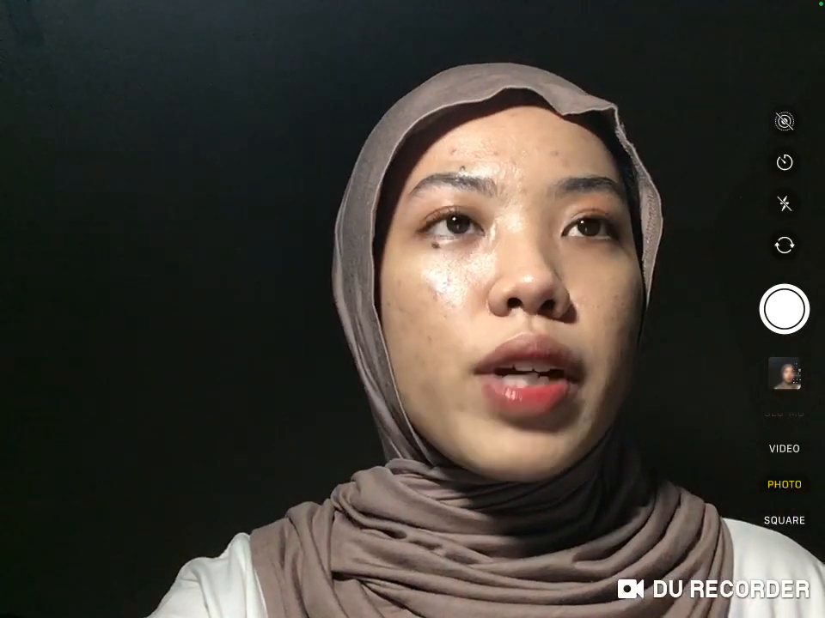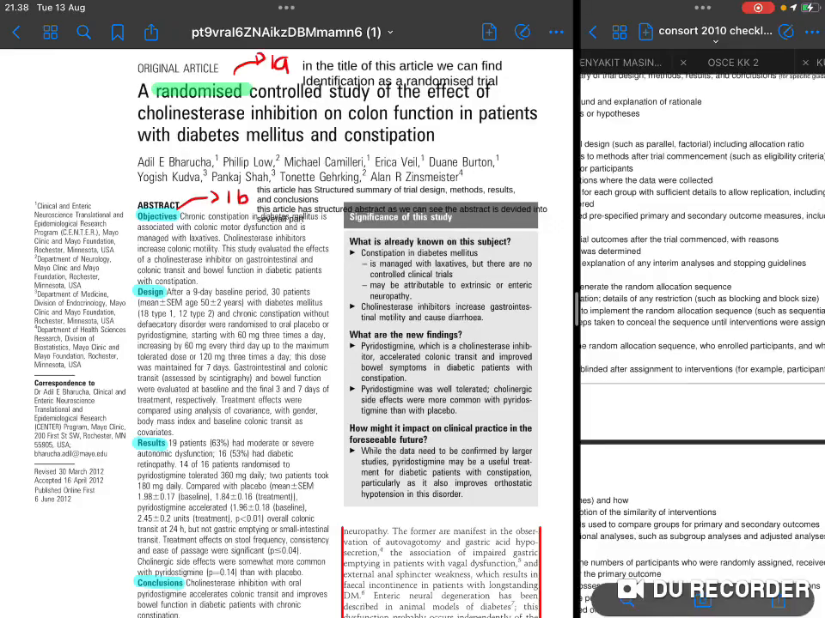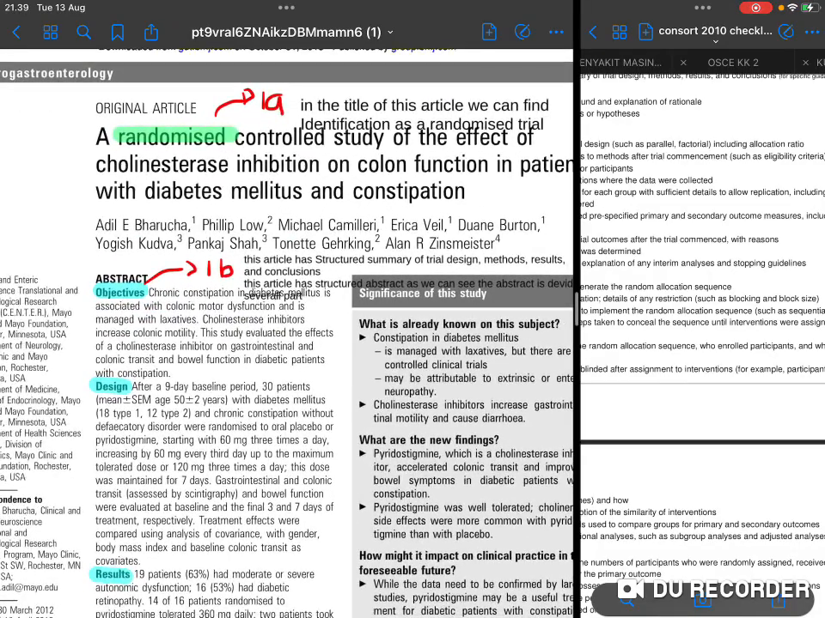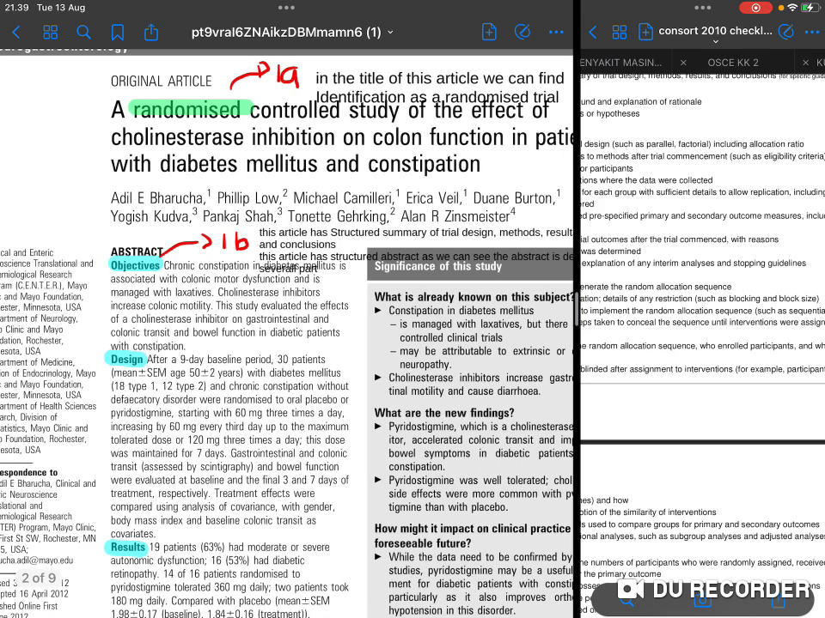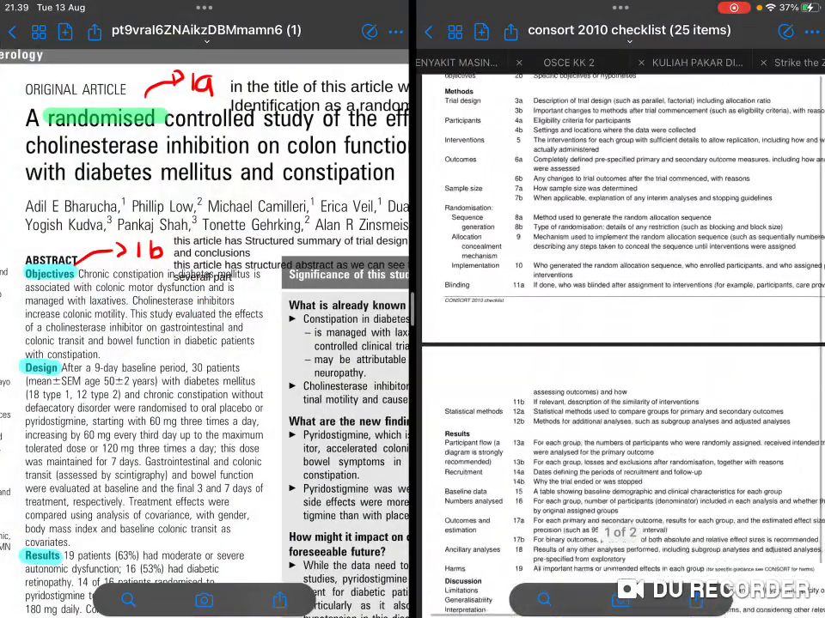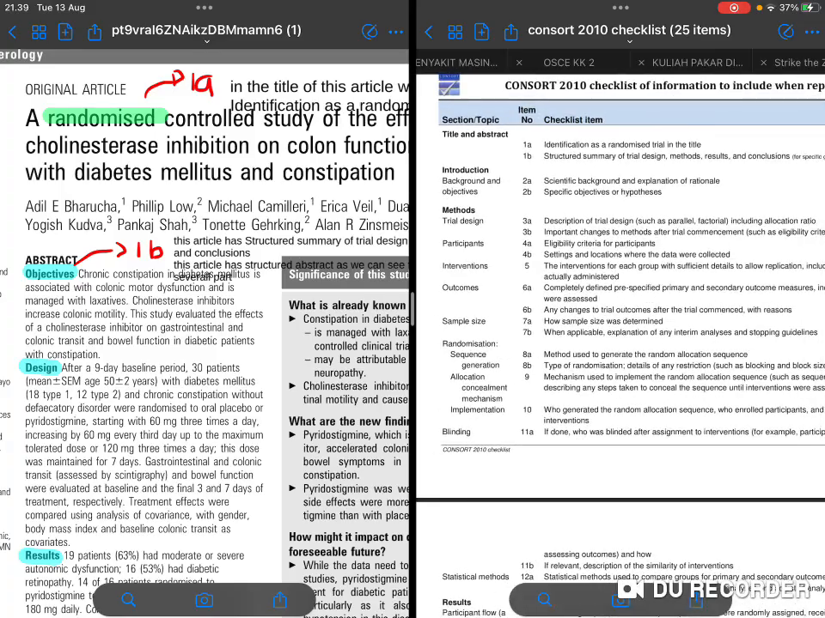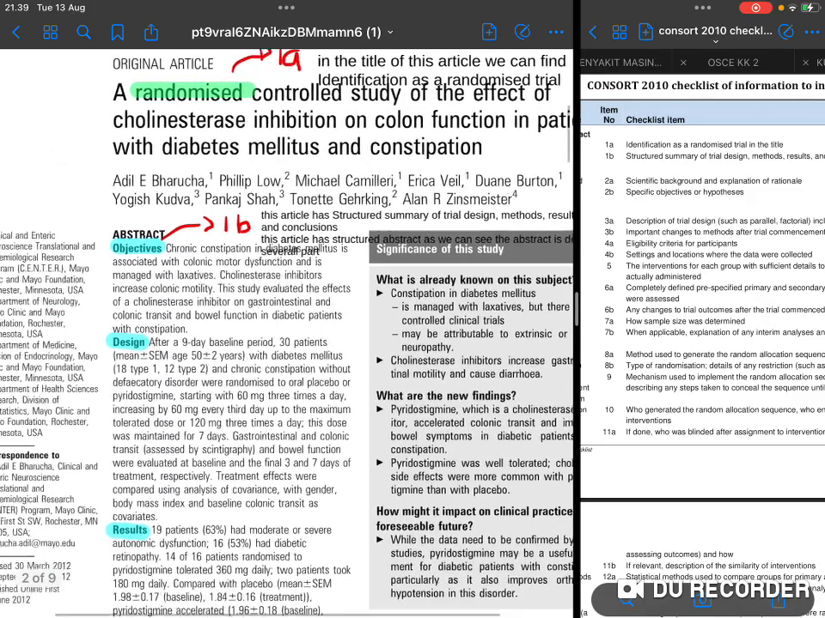So today I'm going to read an RCT article, and the title is Randomized Controlled Study of the Effect of the cholinesterase inhibition on colon function in patients with diabetes mellitus and constipation, and using the consort checklist 2010. Here is the checklist to provide the information, including the section or topics containing in an article or study.